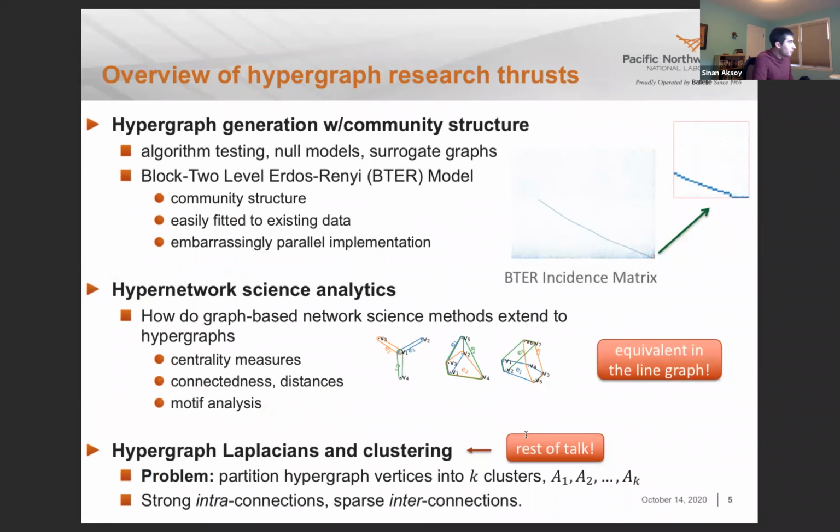Okay, great. Before I launch into this very last part on hypergraph clustering problems, I want to briefly tell you about some of the research that I'm involved with at PNNL on hypergraph mathematics. There are actually a number of mathematicians who work in this area. Another area that involves hypergraphs that I have some work in has to do with synthetic generation of hypergraph-structured data.